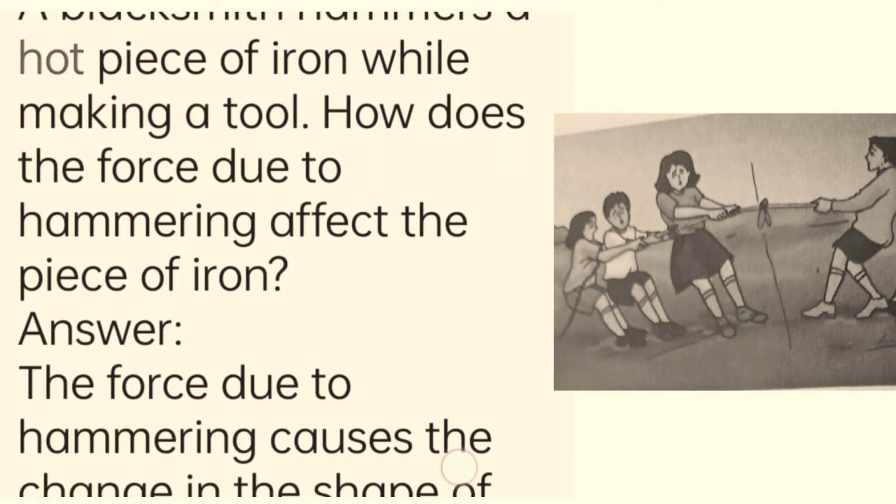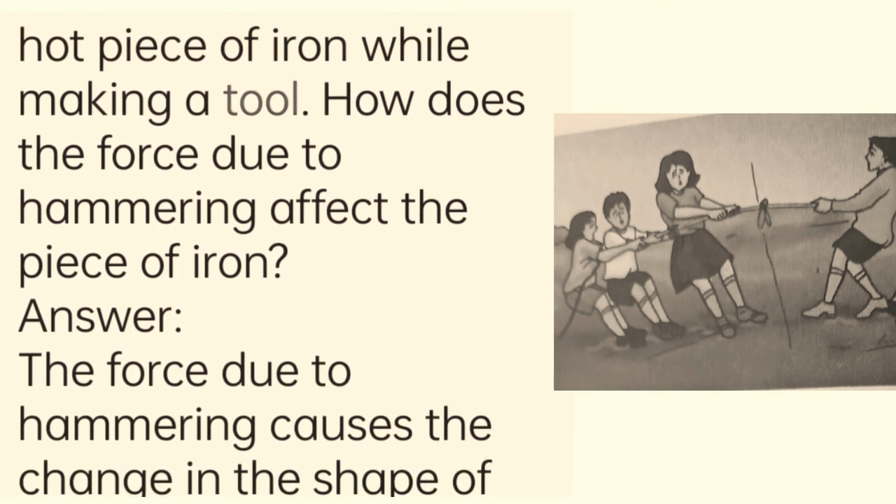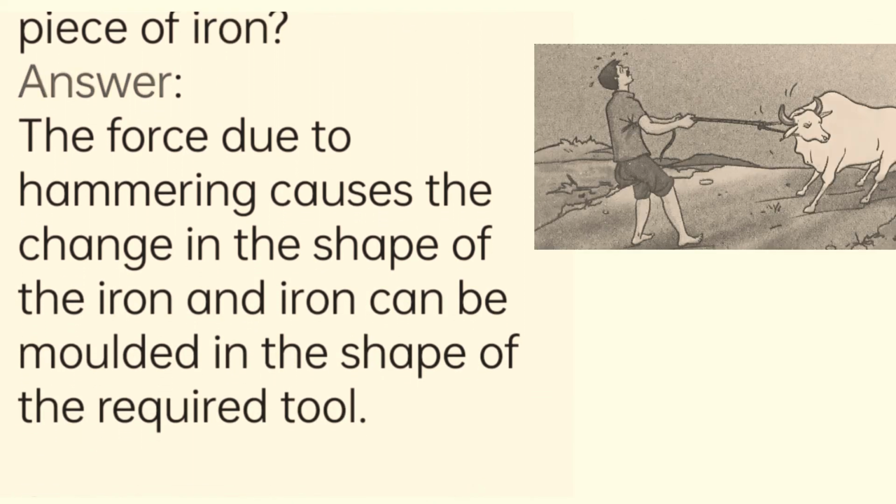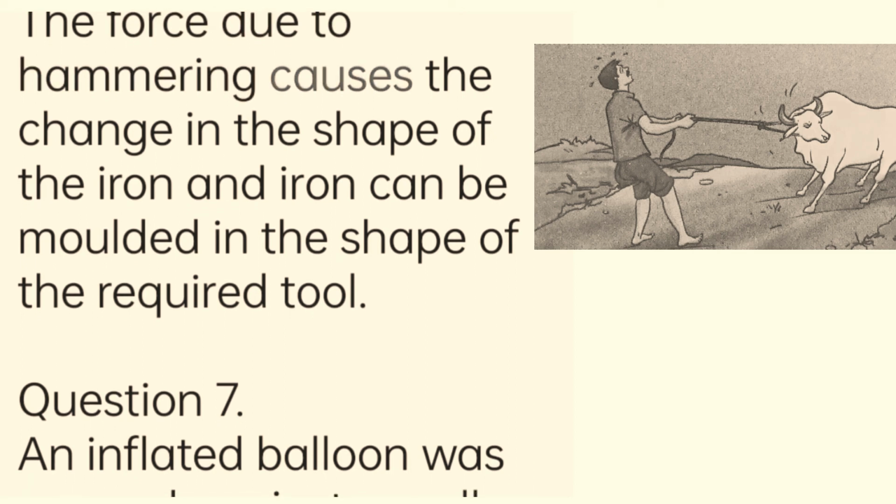Question 6. A blacksmith hammers a hot piece of iron while making a tool. How does the force due to hammering affect the piece of iron? Answer. The force due to hammering causes a change in the shape of the iron, and the iron can be molded in the shape of the required tool.